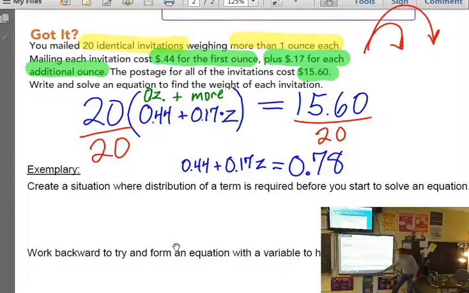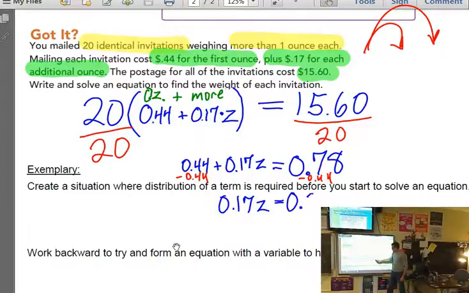Well, we know from that one invite, there was 44 cents automatically there. So what would we want to do, Noah? Get rid of that 44 cents that was automatically there. So we subtract the 44, and we get that 0.17 Z, or 17 hundredths of Z, is equal to 34 hundredths.